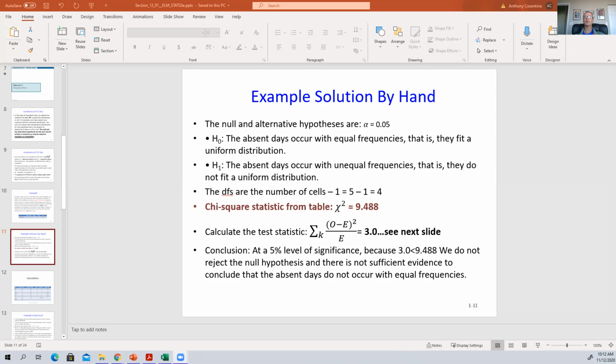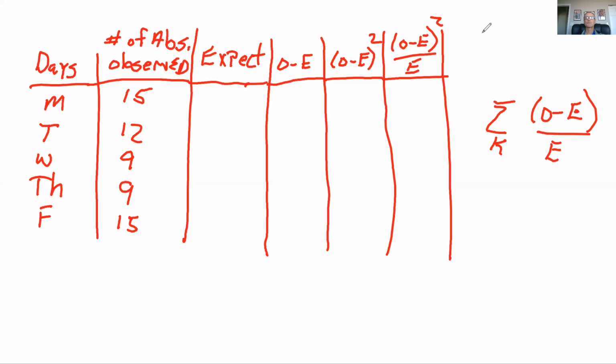And so what we're going to do next is walk through the calculation. So pause it for a minute or so, I could get up a table and walk you through this by hand. And so what I have here are the days of the week and the observed values, which is the number of absences per day. And if you add all this up, the total, again, was given to us, is 60.